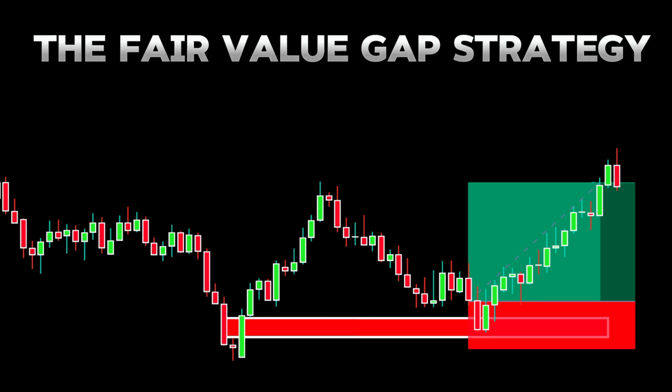This fair value gap strategy can be used to trade reversals and trend retracements, but no matter what you do, always trade this strategy on one time frame. Don't find the fair value gap on the 4-hour time frame and then start looking for an entry on the 1-hour time frame or the 15 minutes time frame. Always focus on one time frame while you are trading it.